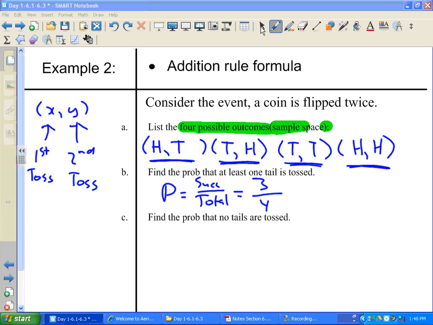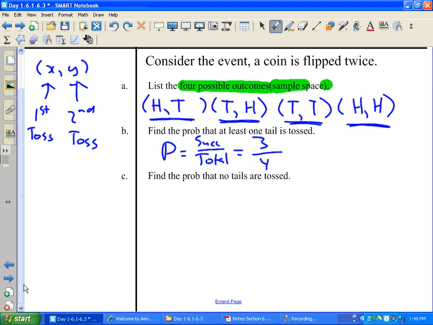Part C, you can hopefully start to see the method in my madness and instruction today. The probability that no tails are tossed. Do we agree that that's going to be 1 out of 4? Do we also agree that this is going to be a complementary event? A tail is tossed, at least 1 tail is tossed, or no tails are tossed. Notice that if you look at this probability, it's 1/4 plus 3/4. So you take the event plus its complement, and you will always get 100% of your data. Does that idea make sense? The complementary events will always add together to be 100%.